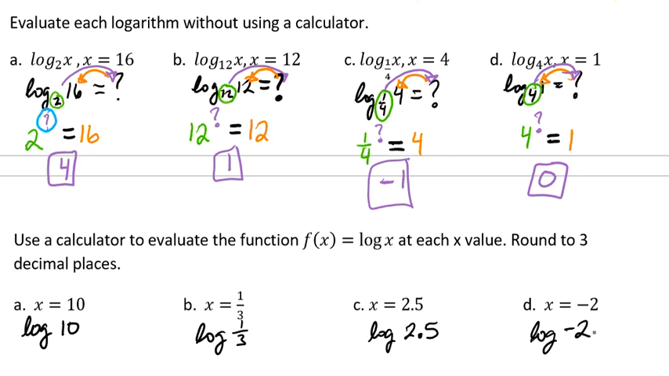Notice that it didn't actually write the base down. The reason it doesn't have a base is because it's the common log, which means it has a base of 10, and we don't need to write that. Our calculator will do a base of 10. So we're going to plug these into our calculator and then round them to 3 decimal places.